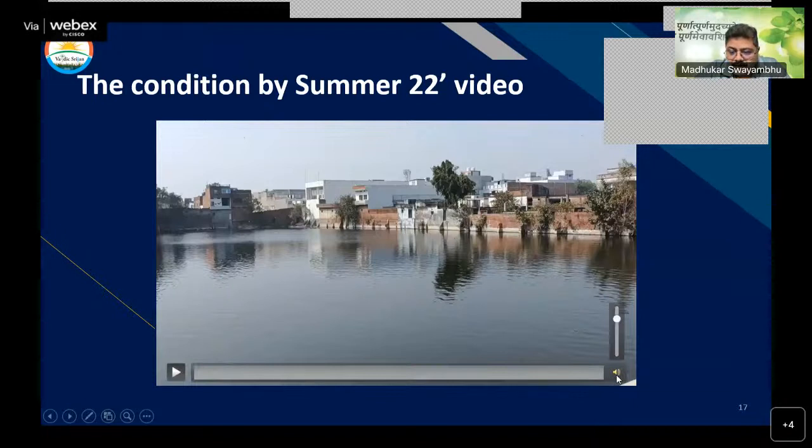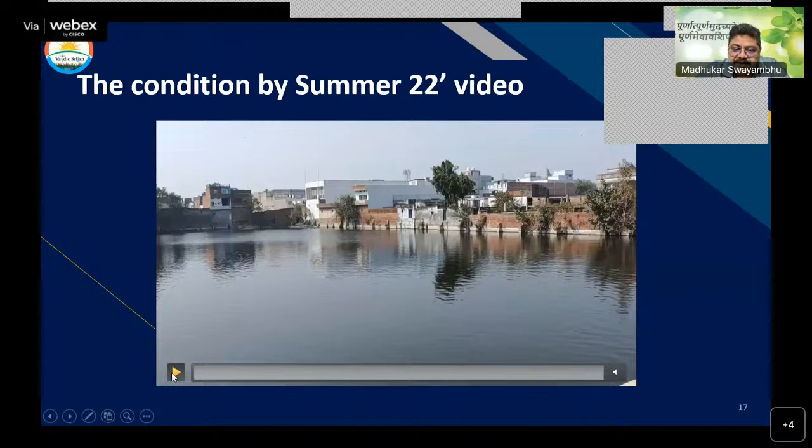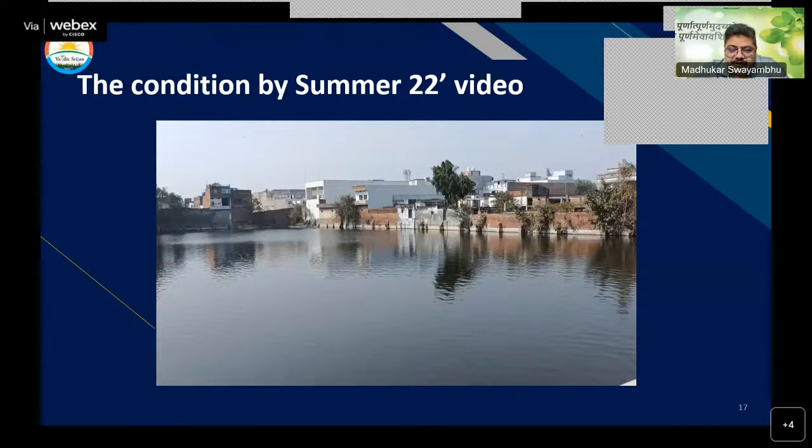Now, here what you see is a video of summer of '22, which means almost about 6 months after the treatment. It is very important to note that all these points that you see on your video are the inlets of untreated sewage from all these homes, which are next to the water bodies, right? During peak of summers every year, this water body used to get completely dried. Dried to the extent that kids could actually play cricket and kabaddi in this field instead of the lake.